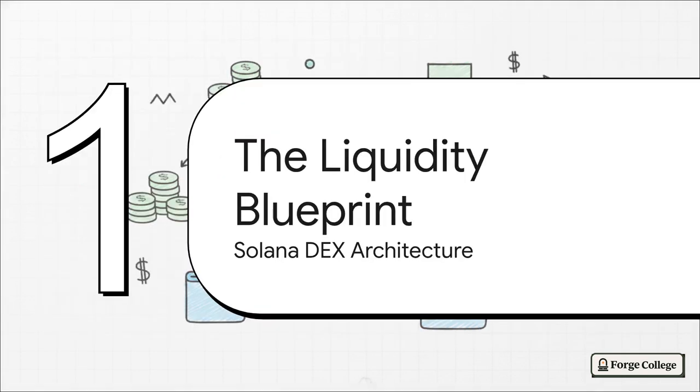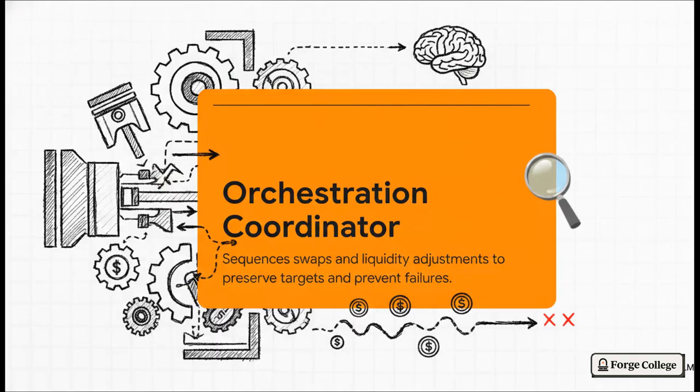Section 1. The Liquidity Blueprint. System Architecture for Solana DEXes. Our main objective here is to build a reliable, testable liquidity provision module that hooks right into DEXes like Raydium or Orca, perfectly integrated with the swap flows we already have.